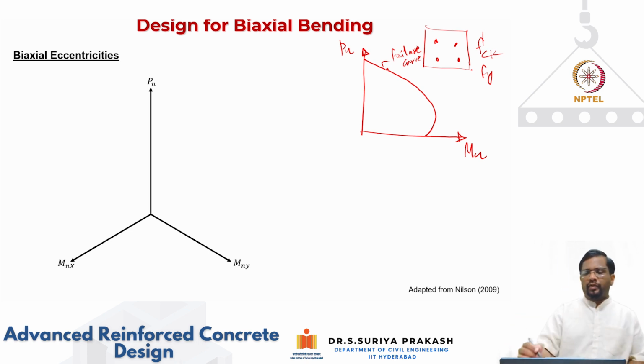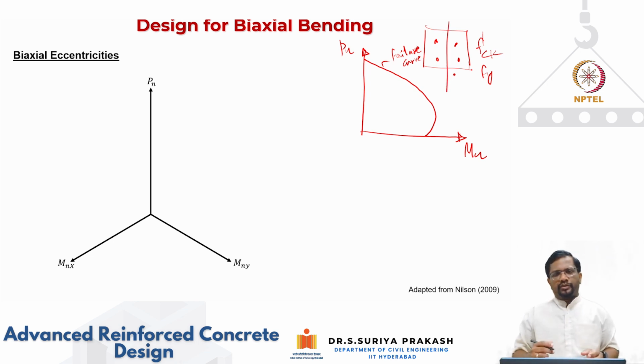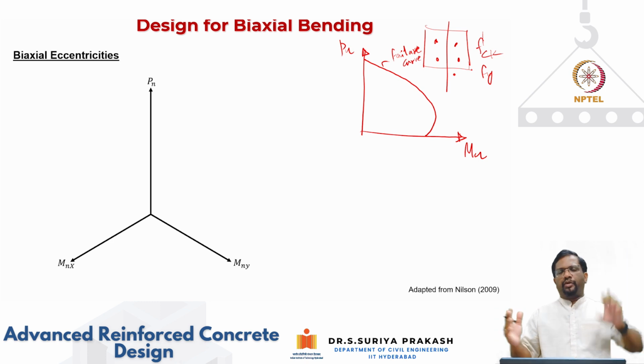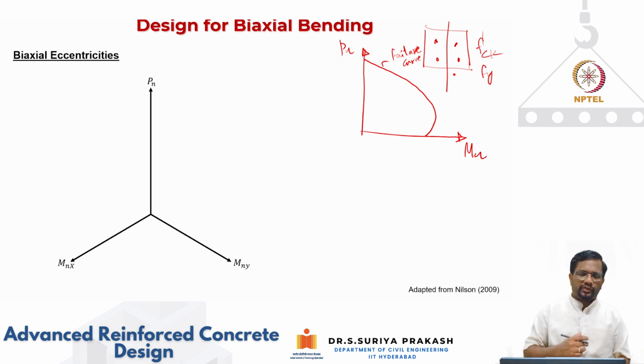Now how did we get this? What we did was we fixed the top compressive fiber strain and varied the neutral axis. Or in other words, depending upon the neutral axis that you are assuming, epsilon cu is also going to change. That also we discussed, right?